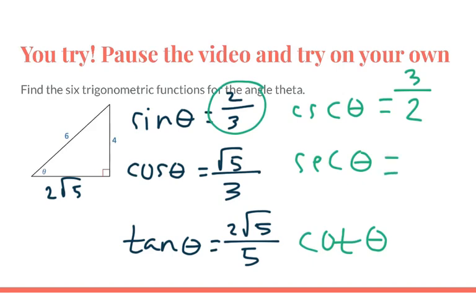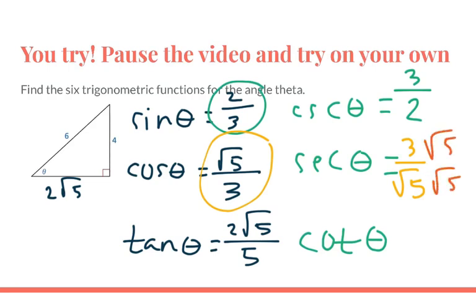For the next one, for secant, I'm just going to flip this fraction. So that would be 3 over root 5. Now there is a problem because we do have a square root in the denominator. So multiply both top and bottom by square root 5 and simplify. Square root 5 times square root 5 would give me 5. So I'm going to erase that and write 5. This fraction cannot be reduced anymore because you cannot reduce 3 divided by 5 any further. So we can't do any more.